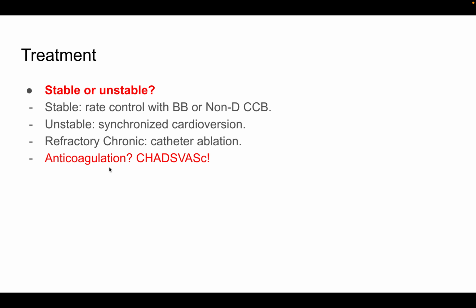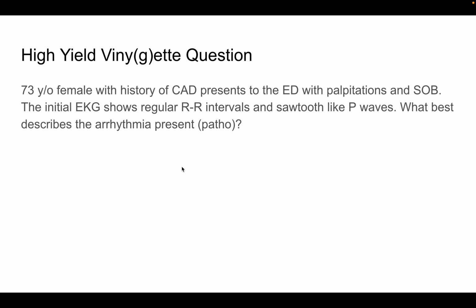And then, like we said, should we use anticoagulation with this atrial flutter? Probably, right? Especially if they have risk factors. Well, what score do you think we'll use? Just like in AFib, you can use this CHA2DS2-VASc score to determine your patient's risk for stroke with a flutter and AFib. So, with that being said, let's do a high-yield vignette question.